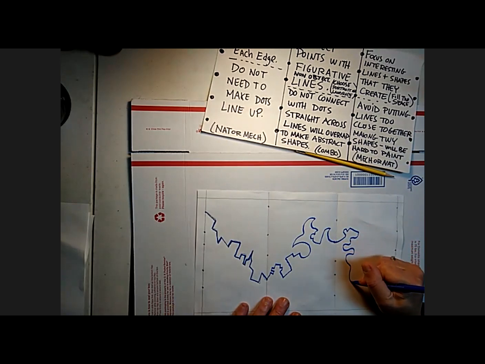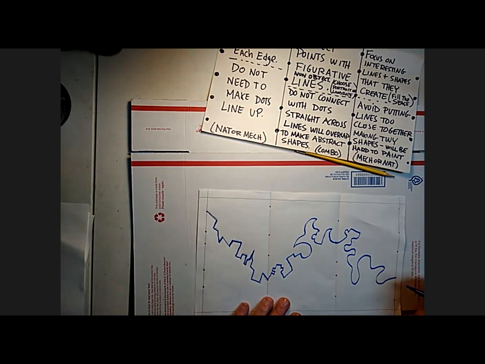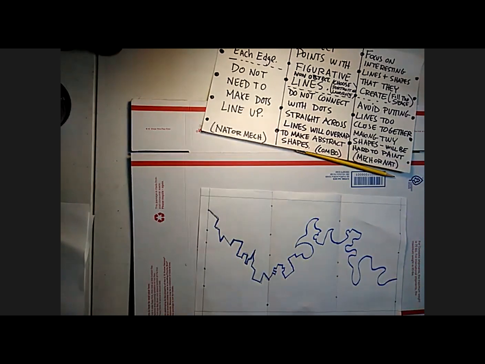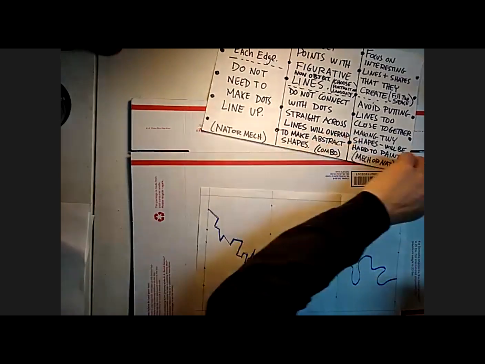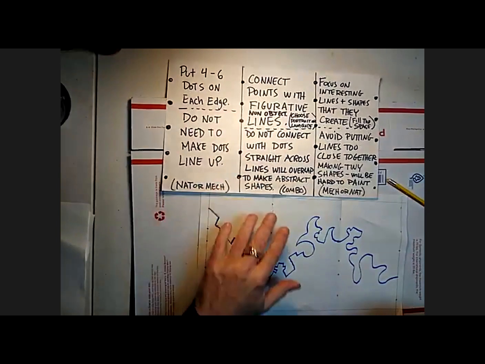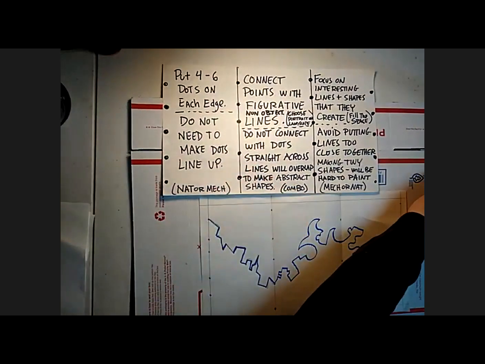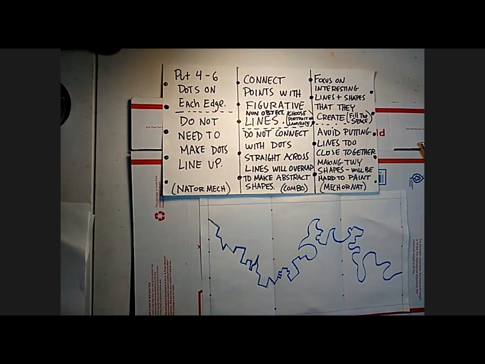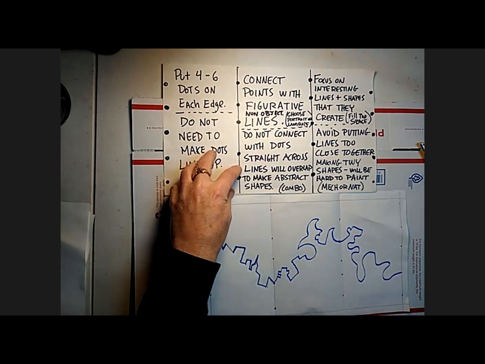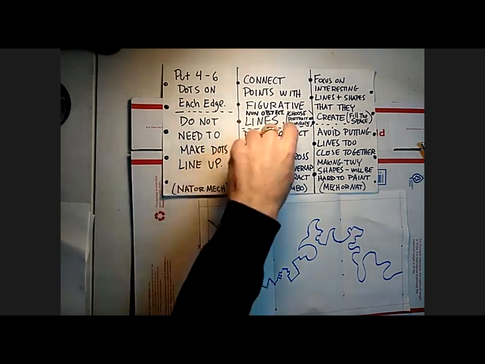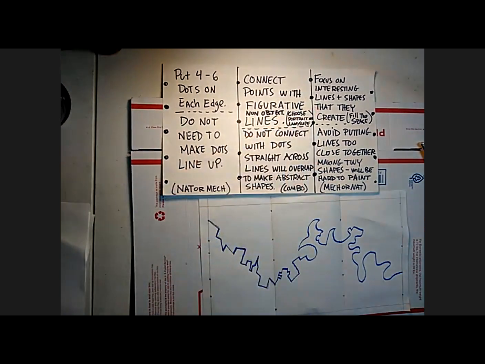And again, as I go through, I'm going to try to fill my space. A lot like the line journey, I want to make interesting shapes. Now, there's one thing you have to tell your students. It's a big thing. Avoid putting lines too close together. Making many tiny shapes will give them a fit when it's time to paint later. So when it starts to make shapes, it says here, do not connect with dots straight across. Lines will overlap to make abstract shapes. Focus on interesting lines and shapes as they create and fill the space.